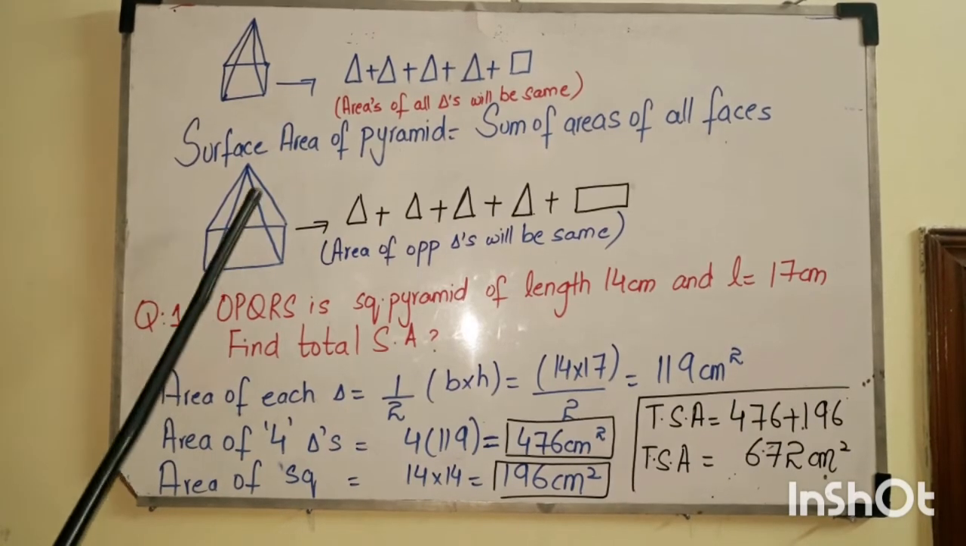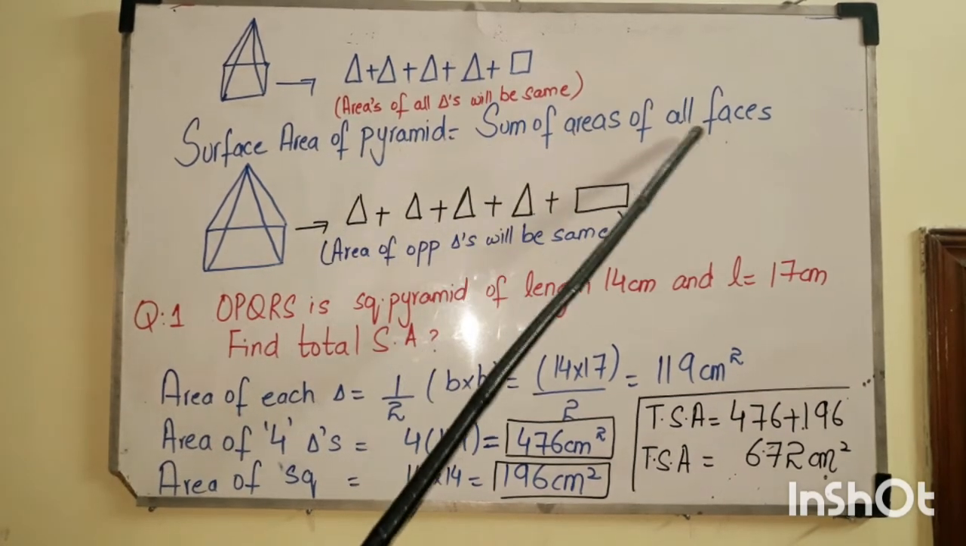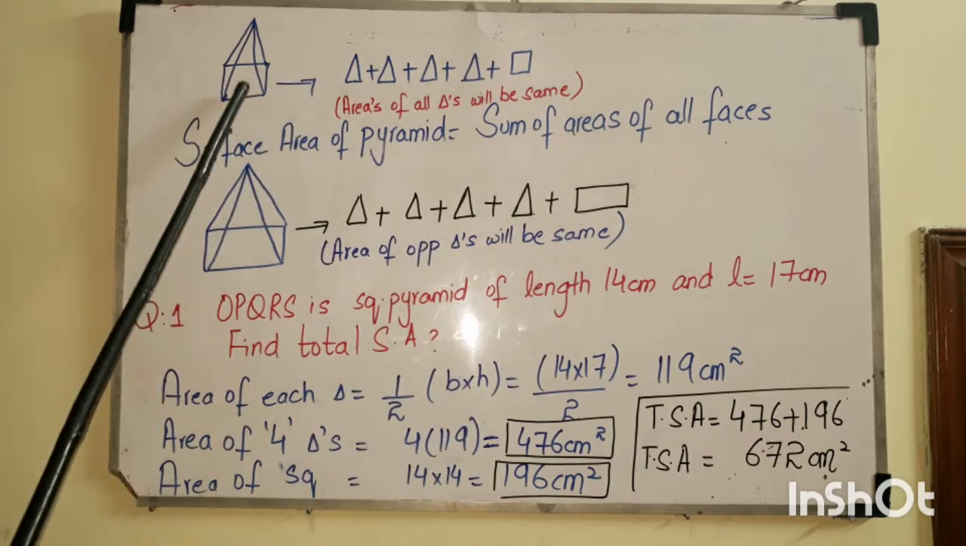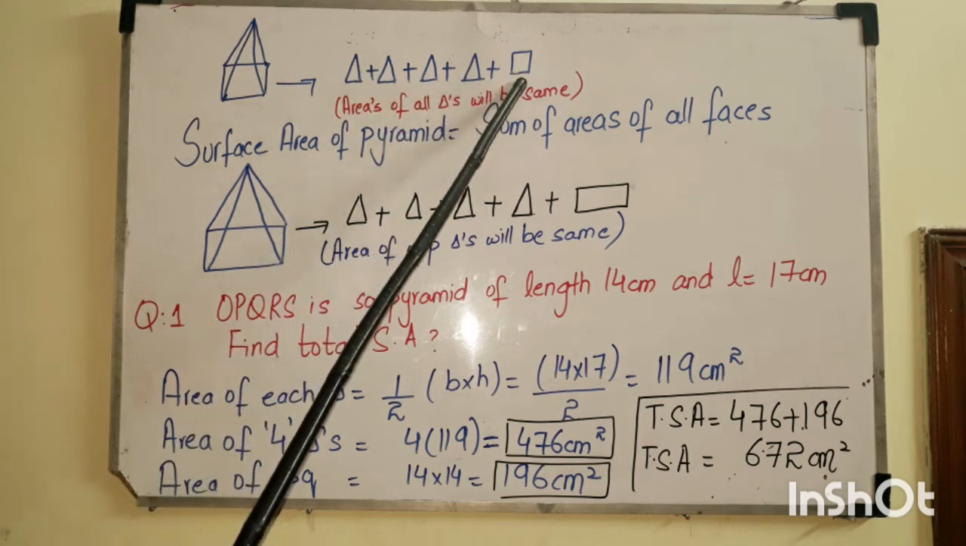Now I will move toward the surface area of the pyramid. Surface area of the pyramid is the sum of the areas of all faces. So look at this pyramid. This is a square pyramid. The square pyramid has 4 triangular faces plus 1 square base.